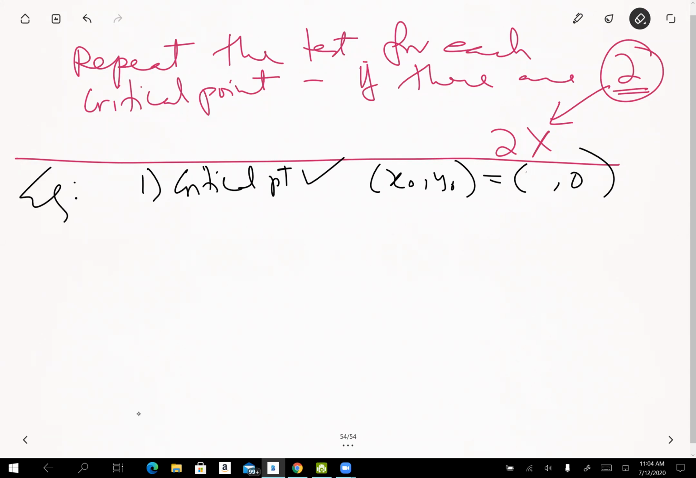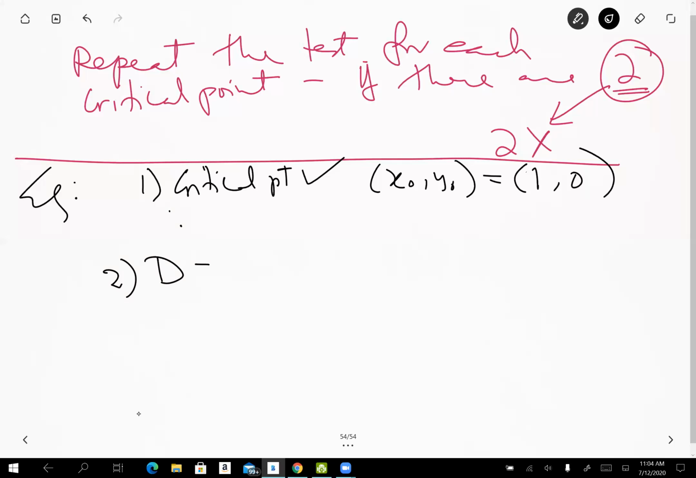So that is the point. So we've got the point 1, 0. Now you need to find D, okay? And we know the first part is already done. Now for part 2, you need to find the second derivative test.